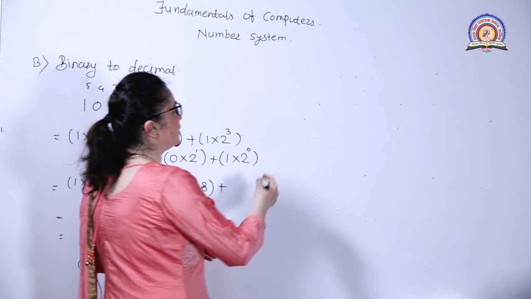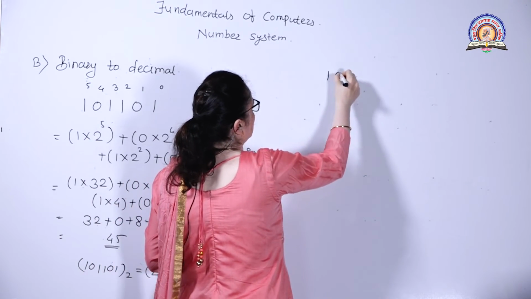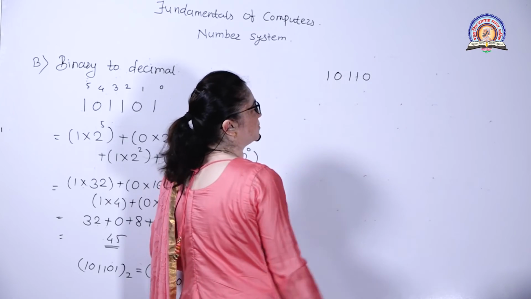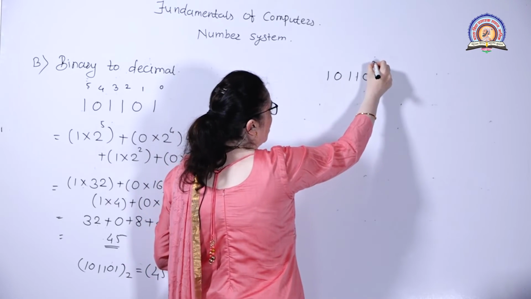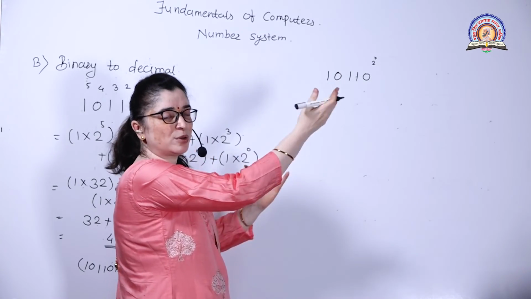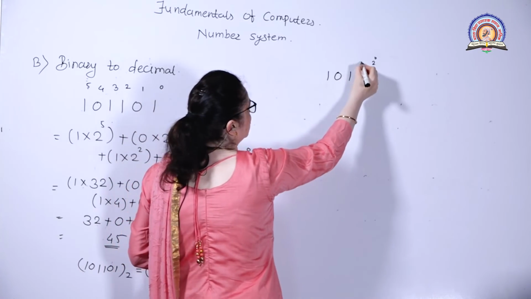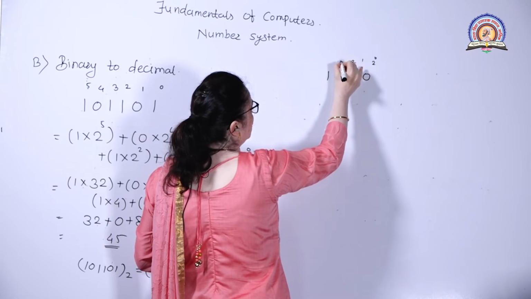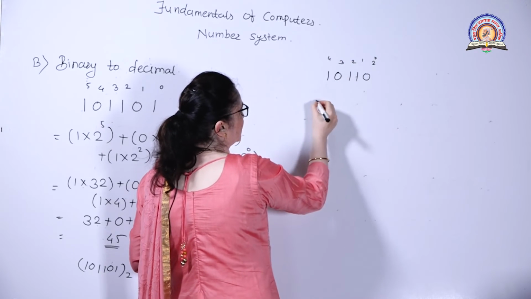Now let us consider one more example. 10110. Again write down the powers of 2, and you have to write down these powers from right to left: 2 raised to 0, 1, 2, 3 and 4.